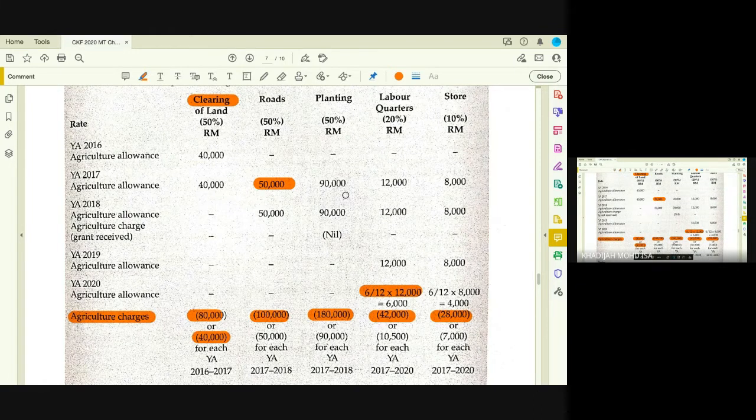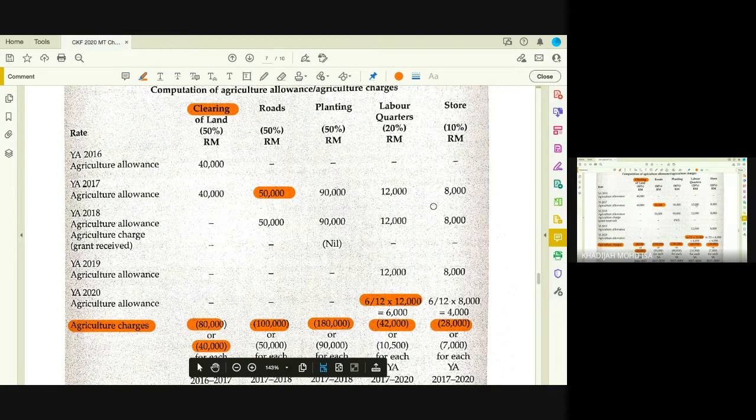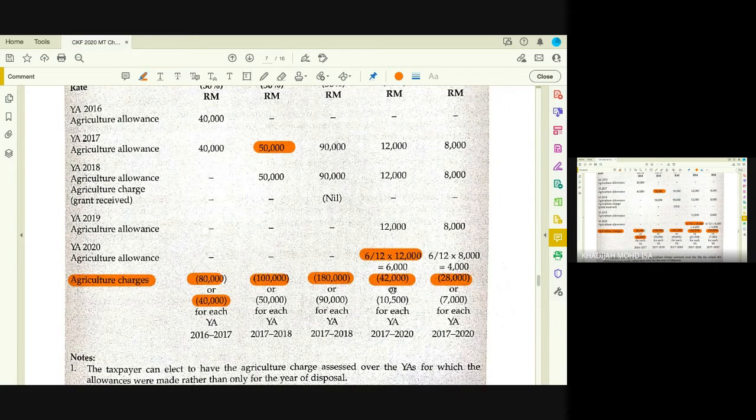For labor quarters, how many years did you incur? 2017, 18, 19, 20. So you have 4 years that you claimed allowances. You're going to divide into 4 years. So 42,000 divided by 4, you get 10,500. So 10,500 will be given as a balancing charge in each of those years of assessment.